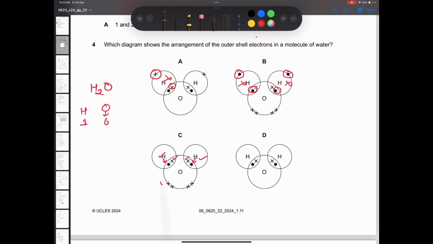1, 2, 3, 4, 5, 6. And we know that oxygen has 6 valence electrons and we need to show those. So option number C is correct. Now if we check option D, they're showing it correctly for hydrogen that it has 1 electron and 1 here. But for oxygen, they're only representing 2 electrons, which is incorrect because oxygen has 6 valence electrons. So that is why option D is incorrect.